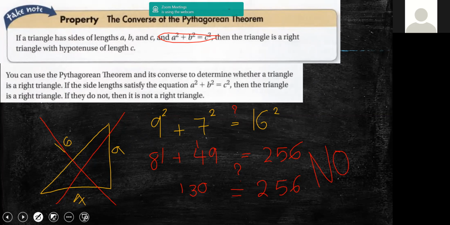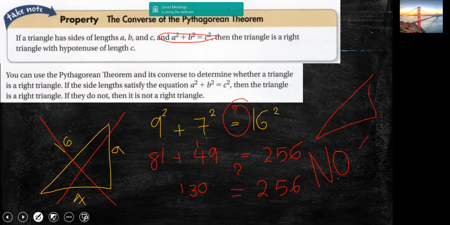Since they are not equal, the given lengths for this triangle are not for a right triangle. Maybe it is for an obtuse or an acute triangle.